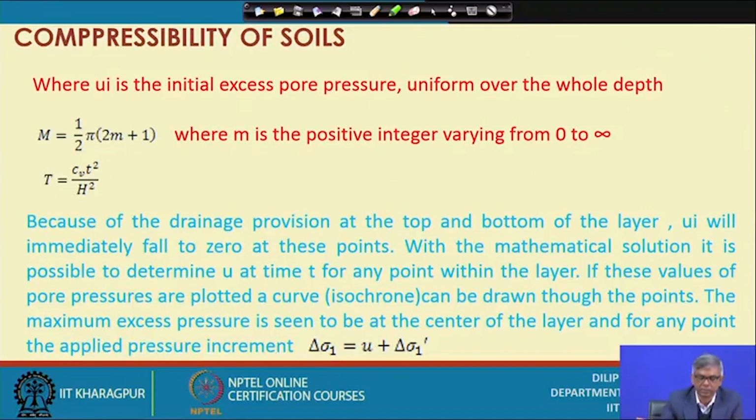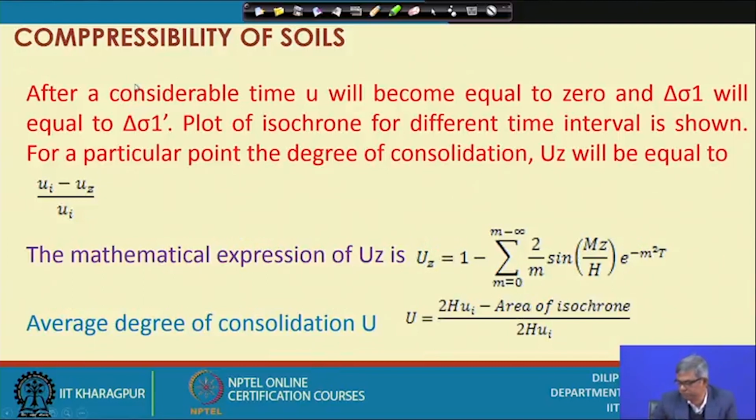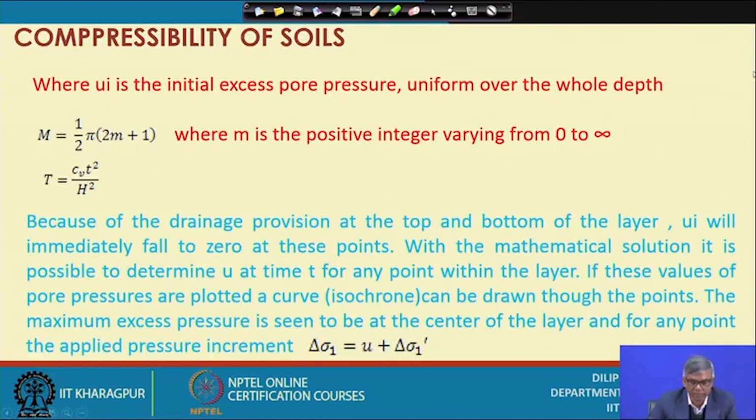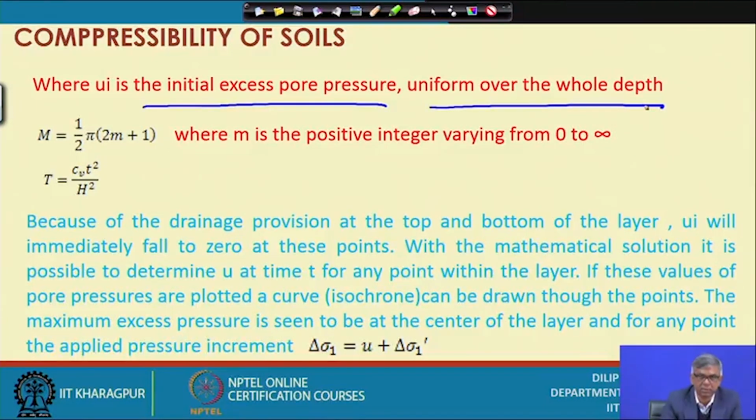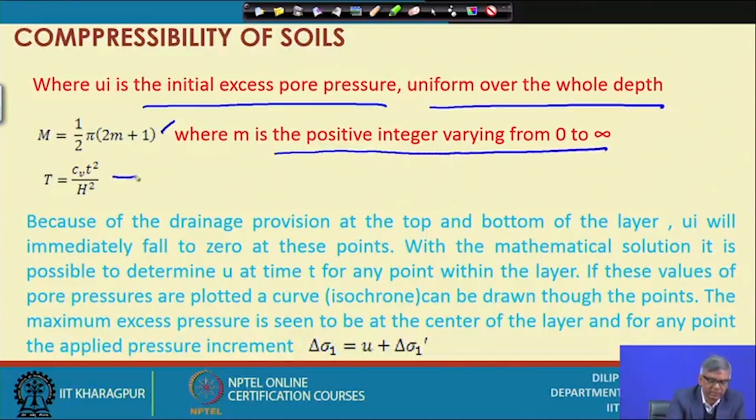Whatever expression we have assumed as solution, there u I is the initial excess pore pressure uniform over the whole depth. Though I have shown at the beginning that pore pressure distribution can be different, more at top but less at bottom, or less at top and more at bottom, for the initial development we are assuming u I is uniform throughout the depth. Capital M is this one, where small m is the positive integer varying from 0 to infinity, and T is the time factor.